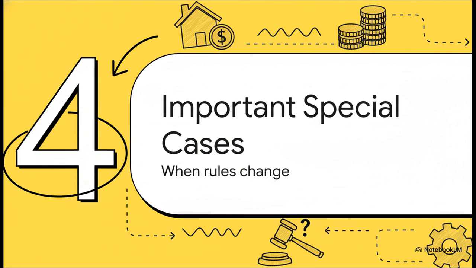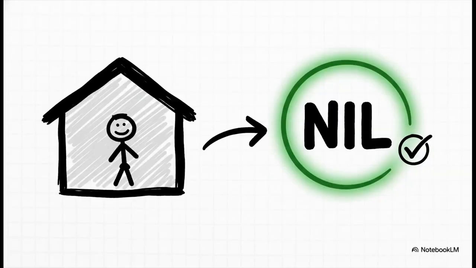Now, you know with tax law, there are always exceptions to the rule, right? The standard calculation we just did doesn't fit every single situation. So let's look at a couple of important special cases. First up, and this is the one that affects most homeowners, is a self-occupied property. If you live in the house yourself, Section 21(6) gives you a huge break. The annual value is simply considered to be nil, zero.